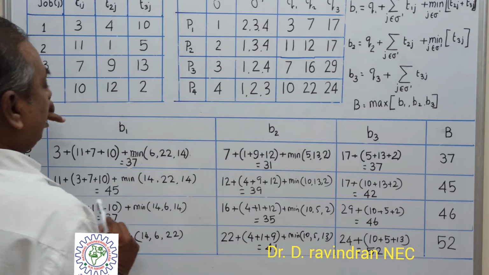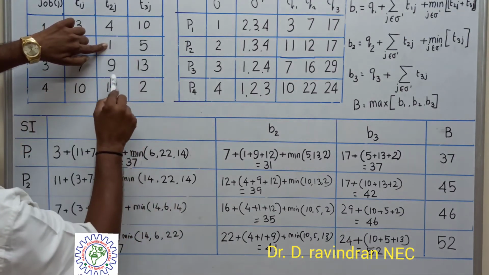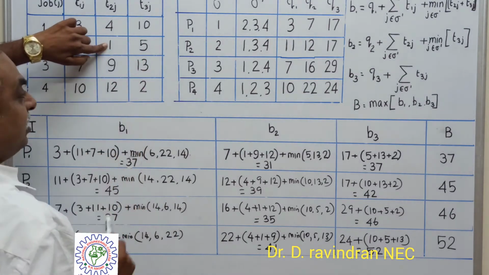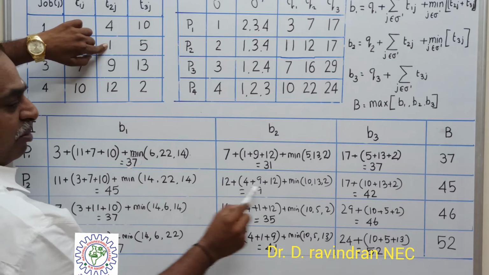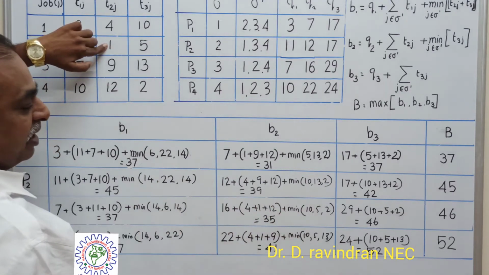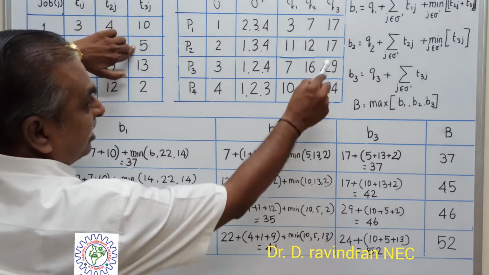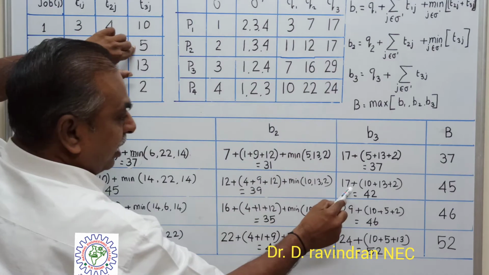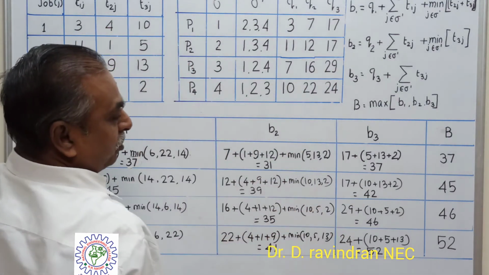Now the next one, Q2 value 12 plus 4, 9, 12. We just have to sum this up plus the minimum of 10, 13 and 2. That means the minimum will be 2 here. When it sums, it comes to 39. Then when it comes here, that is 17, the Q3 value, plus 10, 13 and 2. When it comes, it is 42.